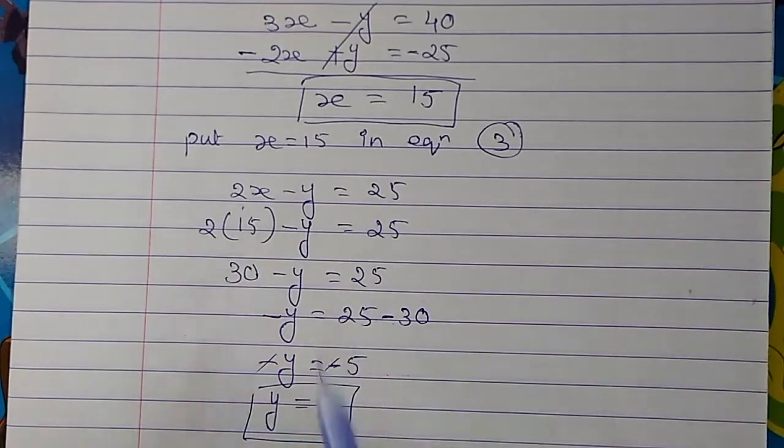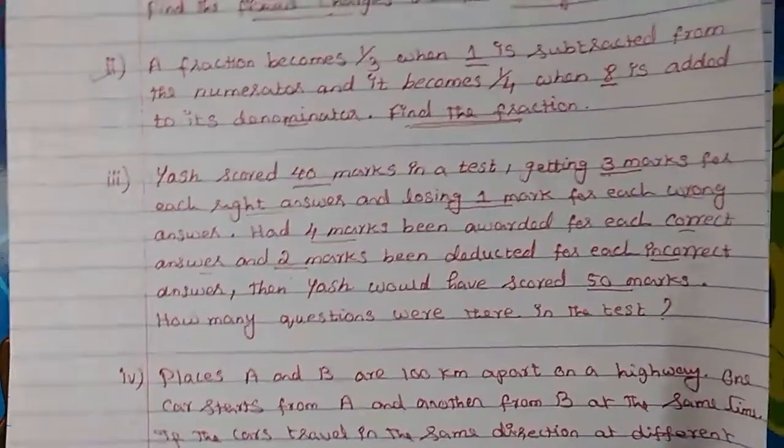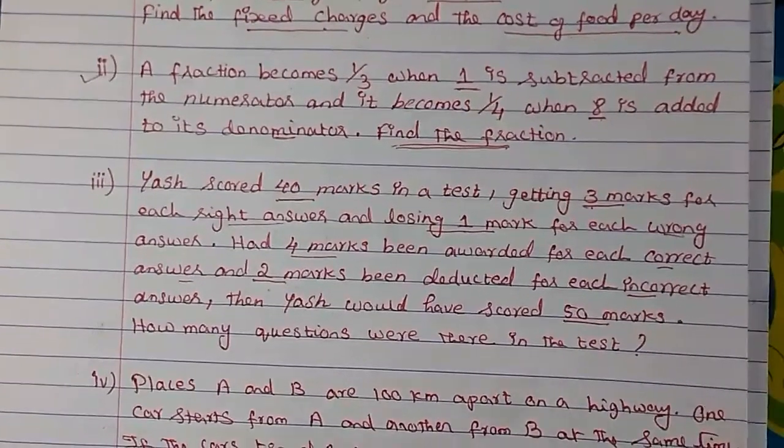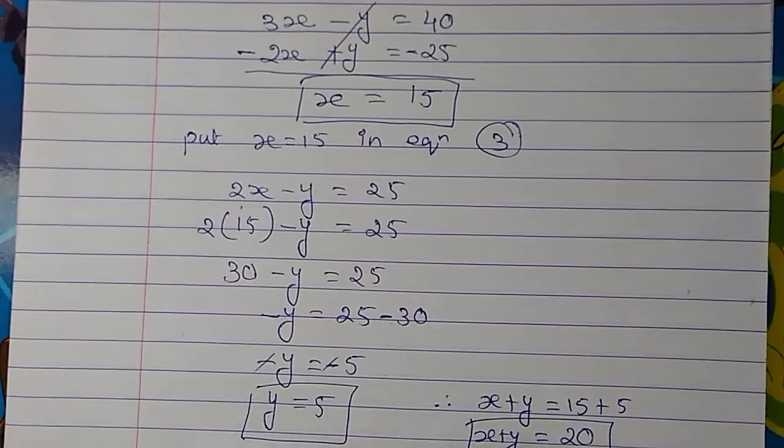So now we have the x value, we have the y value. But in our question, they are not asking us how many correct answers or how many wrong answers. They are asking us to find out how many questions were there in the test. That means the total number of questions. So therefore x plus y, the total number of questions, where x is 15, y is 5. So the total number of questions is 20.